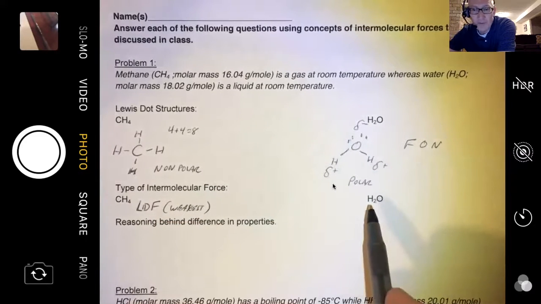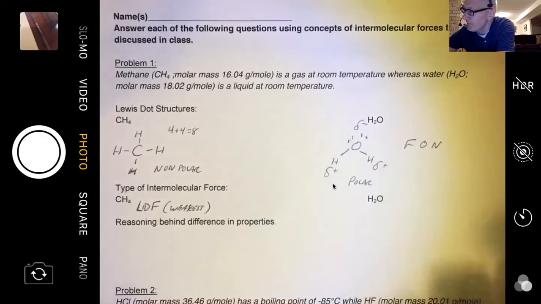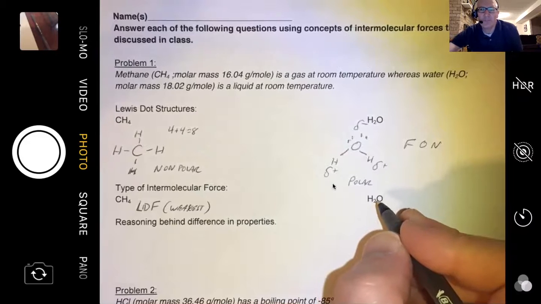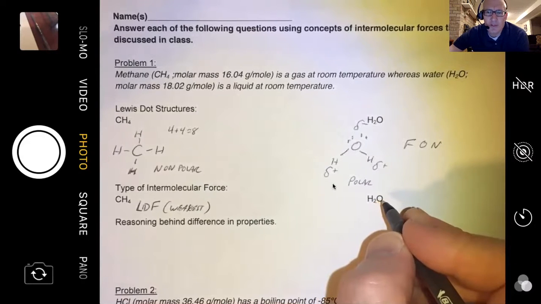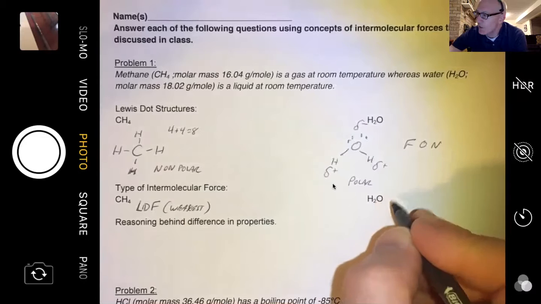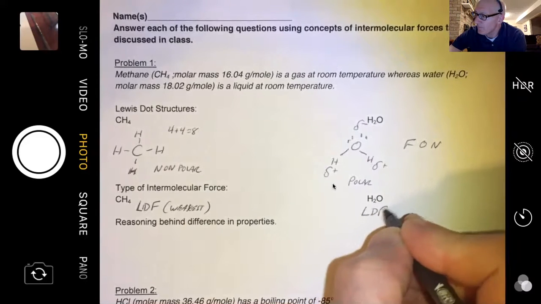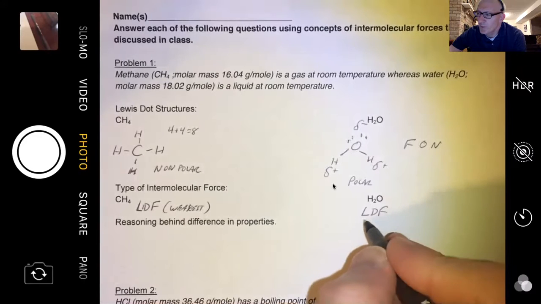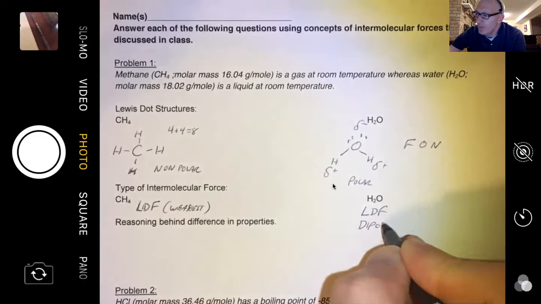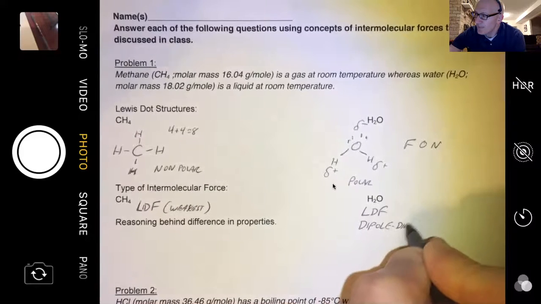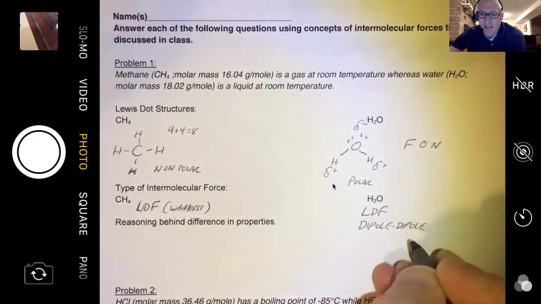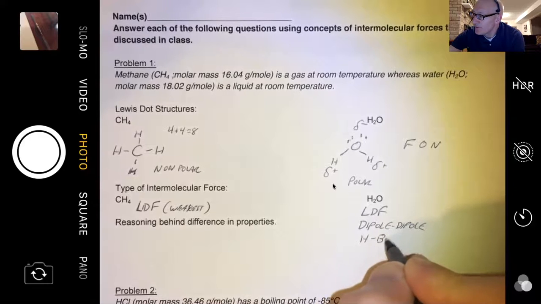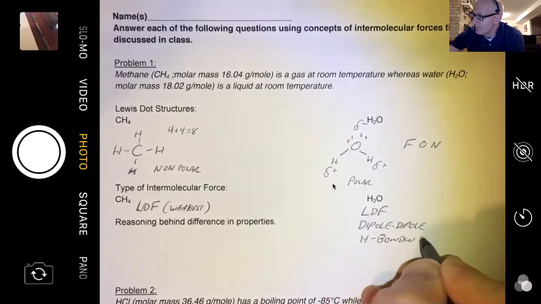Polar molecules, well, let's see here. Even though it is a polar molecule, there are still electrons, so there are going to be LDFs. But more importantly, because it's polar, you're going to have dipole-dipole forces. And then on top of that, you've really got to remember that there is hydrogen bonding going on.